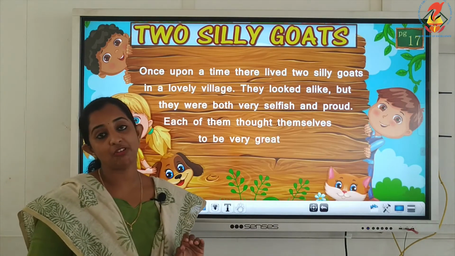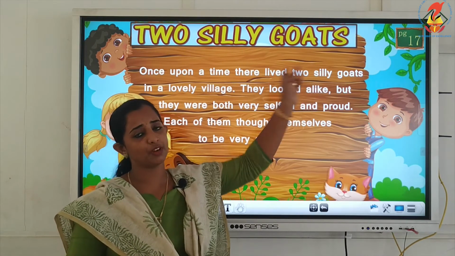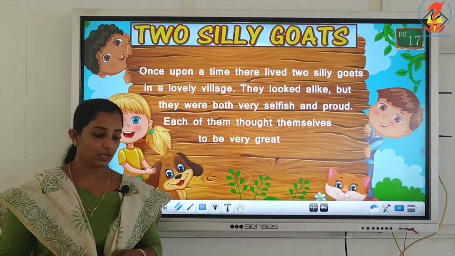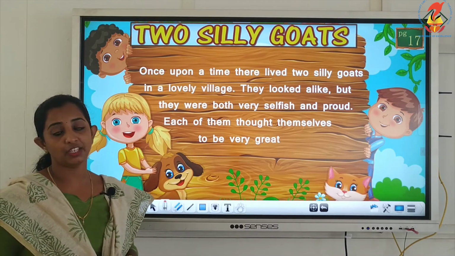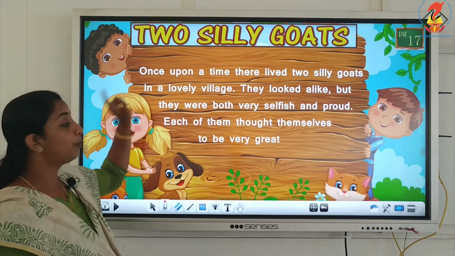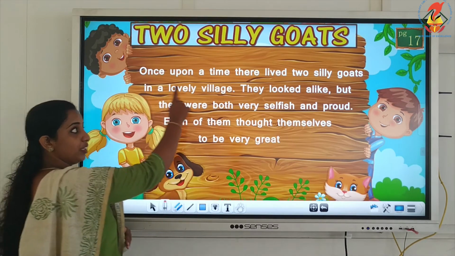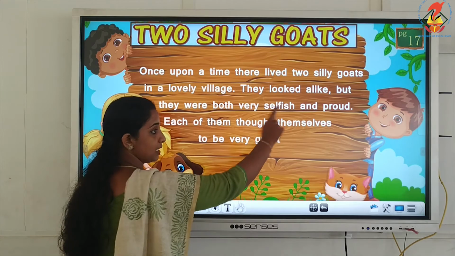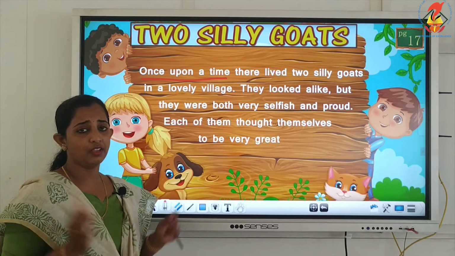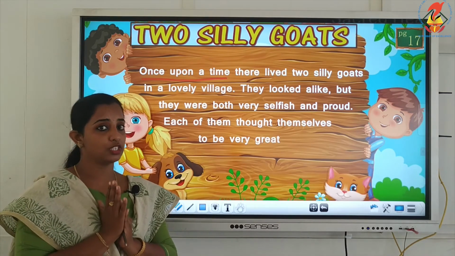So what was the name of our lesson? Two silly goats. Repeat after me, children. Two silly goats. Now take page 17 in your worksheet. Please take page 17. Point your fingers and run through the lines. Understood? Once upon a time. Repeat after me loudly. As you are in the class, you have to look at the worksheet and repeat after me.